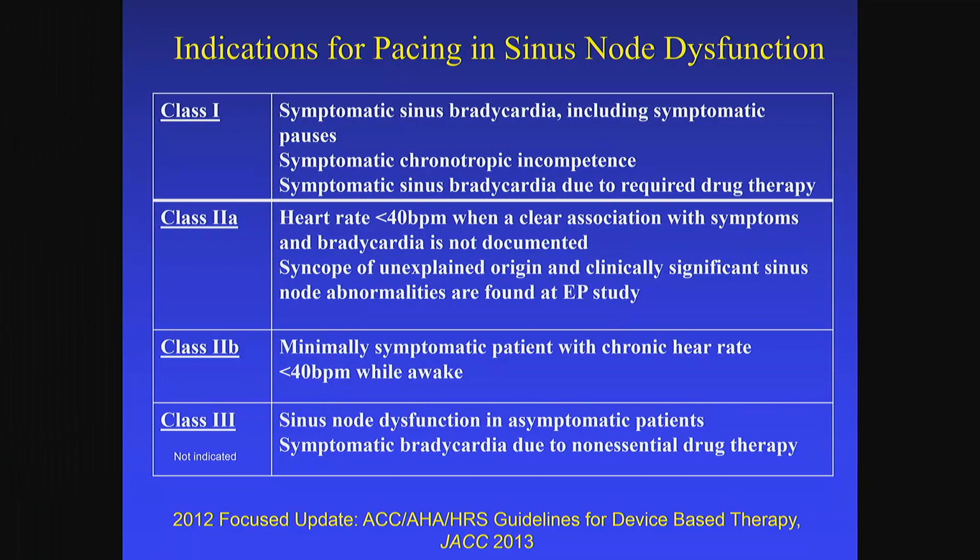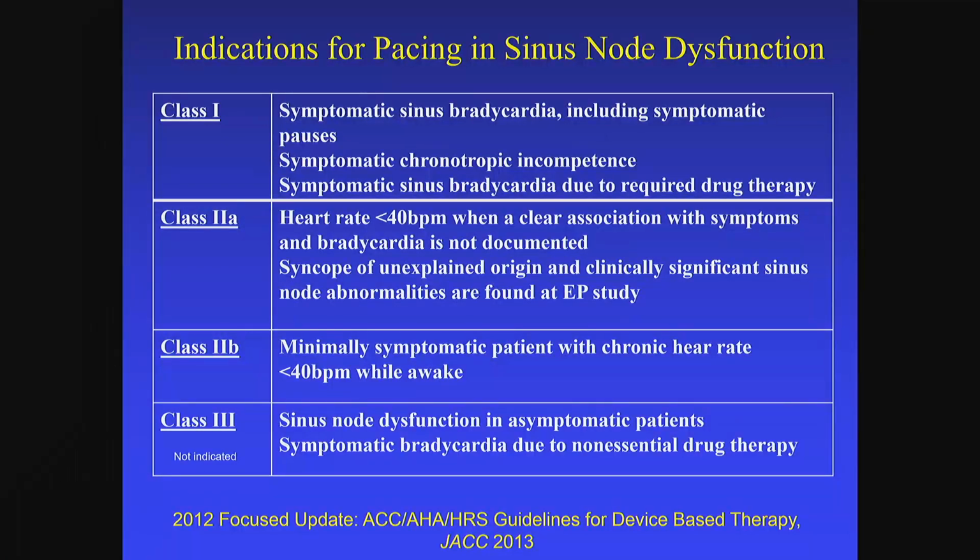required drug therapy. In patients with a heart rate less than 40 when a clear association with symptoms and bradycardia is not documented, this is a Class 2A indication, in addition to syncope of unexplained origin and clinically significant sinus node abnormalities found at EP study.